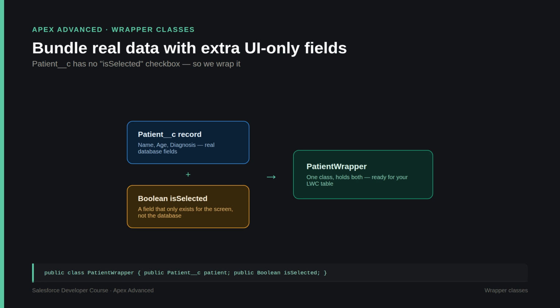Here's a very common real-world problem. You want to show a list of patients on a page, with a checkbox next to each one, so a doctor can select multiple patients at once for a bulk action. But the patient object has no isSelected field, and you don't want to add a permanent field to your data model just for a temporary UI checkbox. The solution is a wrapper class. You create your own custom class that holds the actual patient record plus any extra fields you need just for the screen, like that Boolean checkbox.